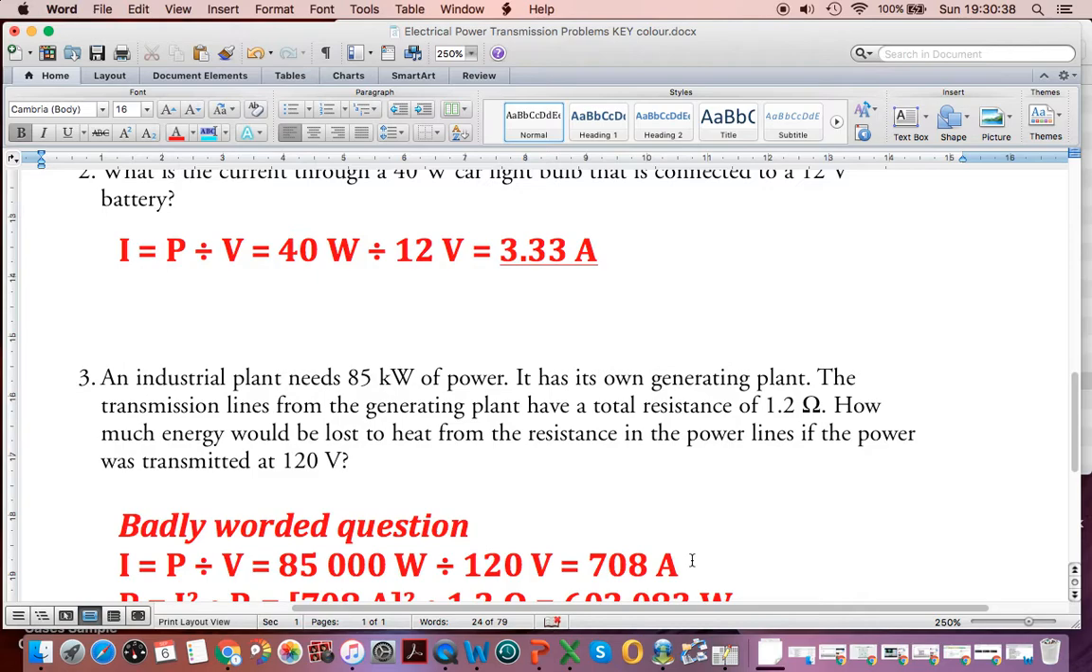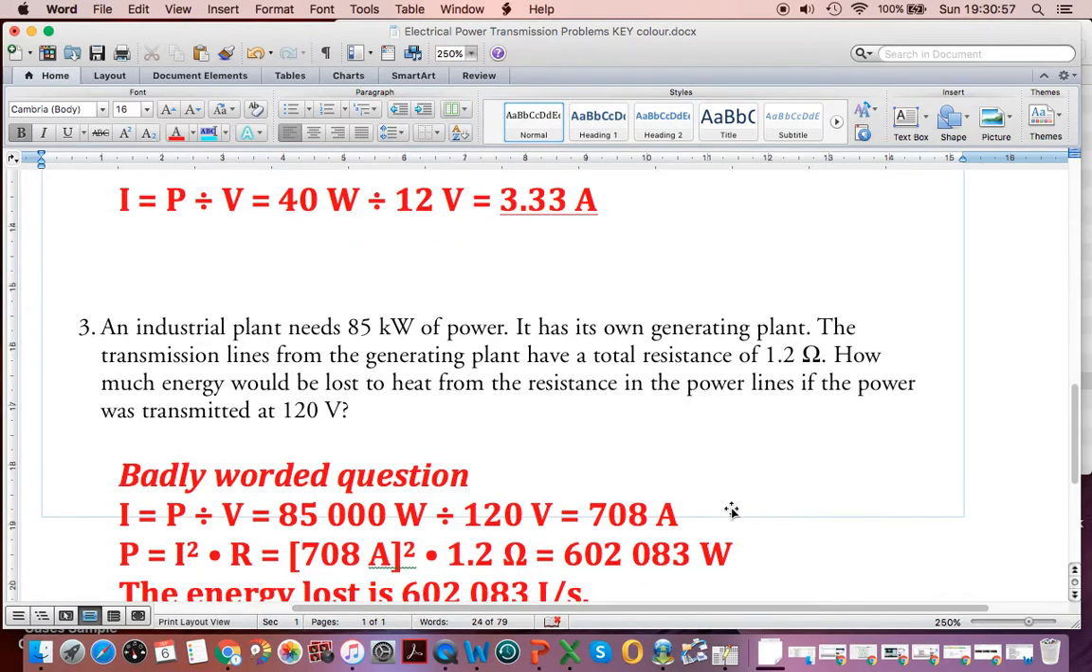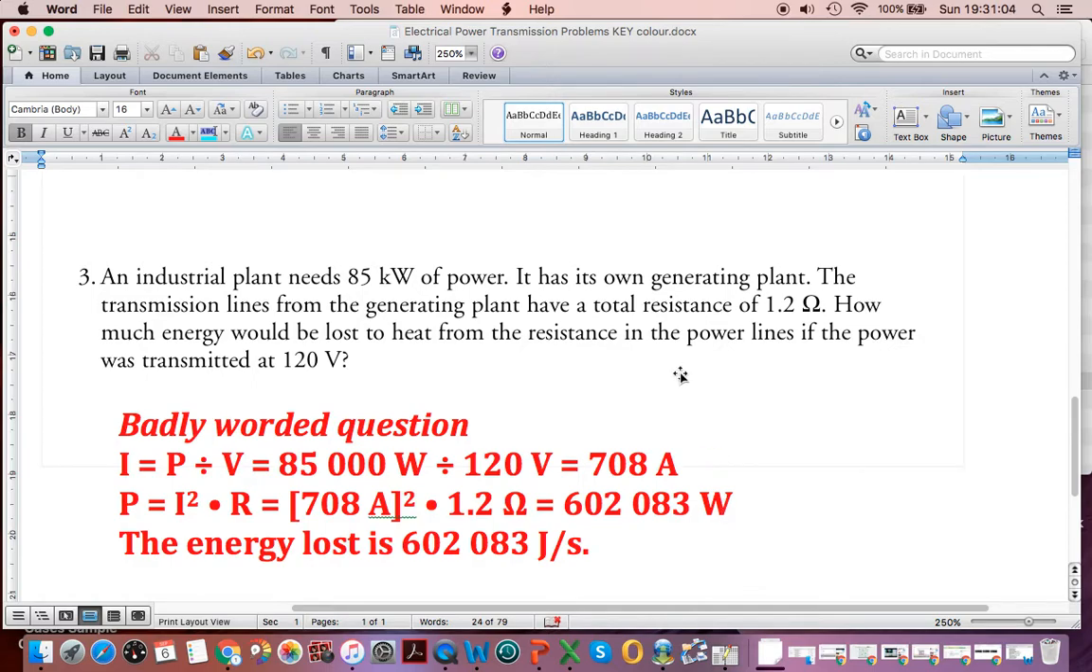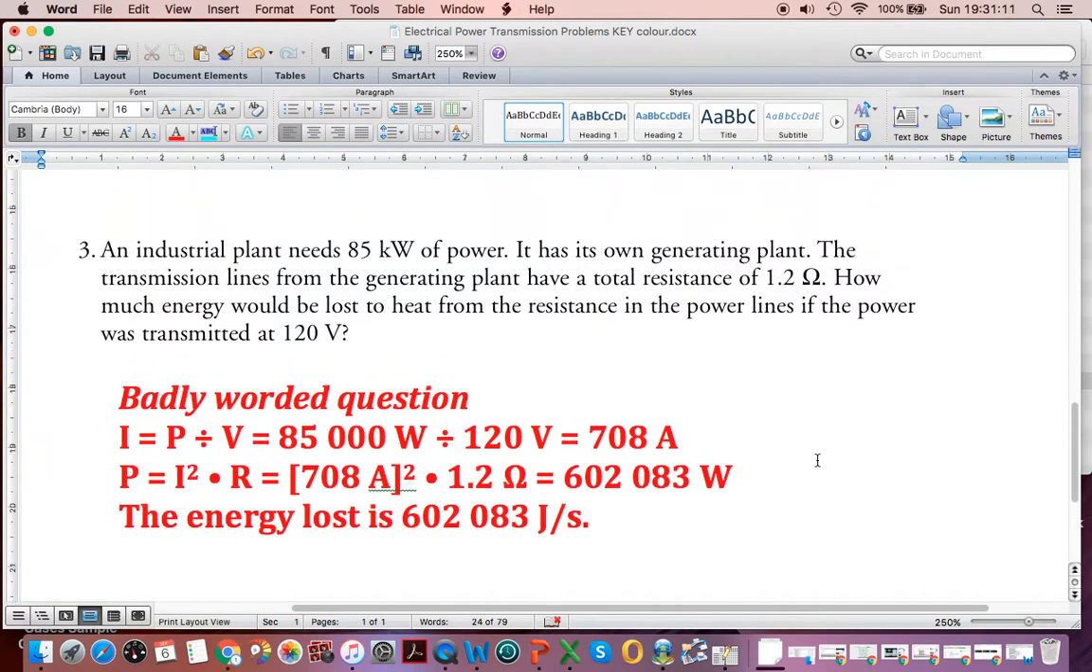So now we have a current. Power is current squared times R. Somewhere we should be given a resistance, and we are, 1.2 ohms. So 708 amps squared is going to be a big honking number. We're going to multiply by 1.2 and we get this power. And that energy loss means we're losing over 602,000 joules per second. This question really, really was badly worded. So if you found that one confusing, totally understandable, and be glad it wasn't assigned.